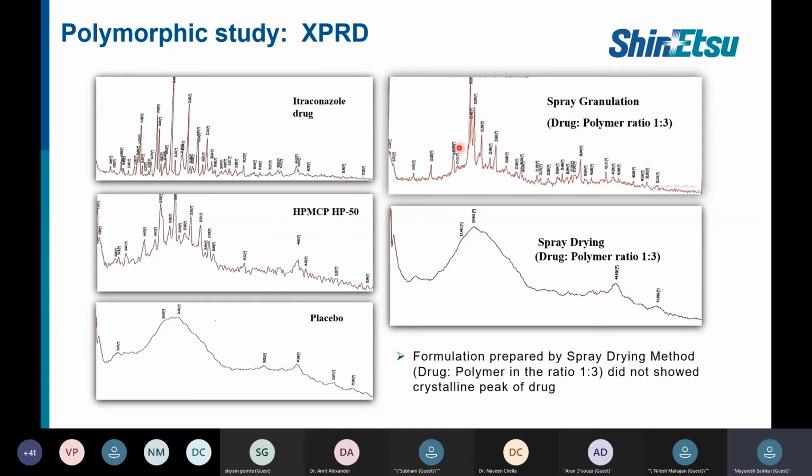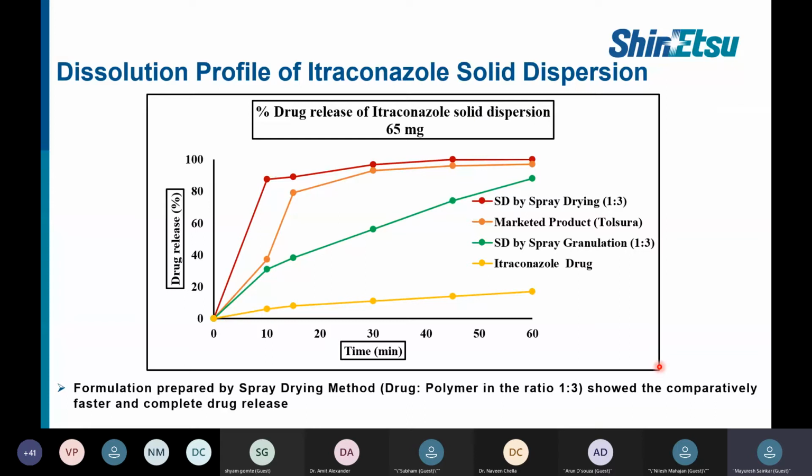So from this study, we can conclude that spray drying is the most suitable method amongst these two. Even maybe in the next slide, we have compared this formulation, whatever we have prepared, with the marketed one. So now you can see the dissolution profile of itraconazole solid dispersion: one is by spray drying, which we have prepared, one is by spray granulation we prepared in the lab, and another one is the marketed product, that is brand name Tolsura. That is also compared.